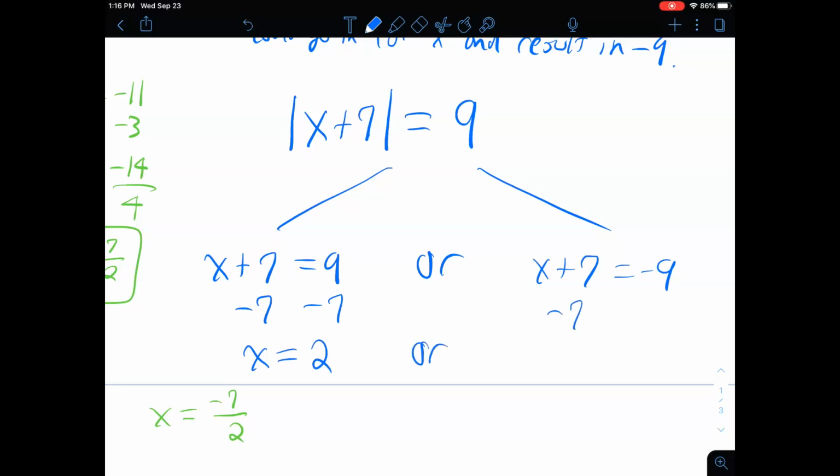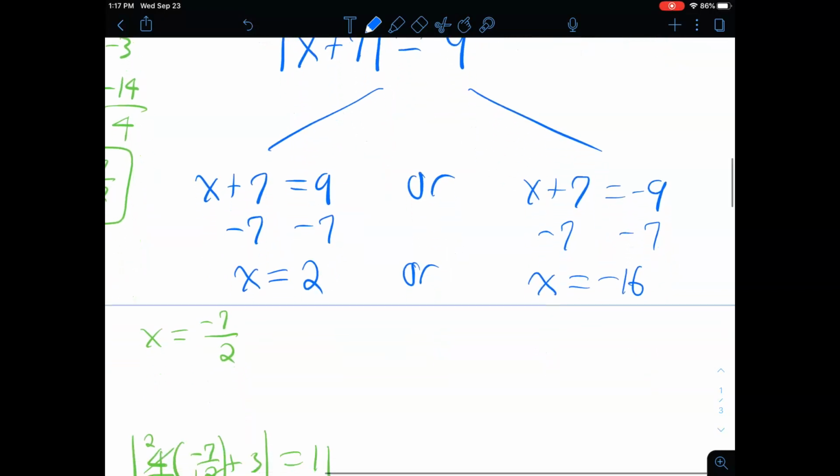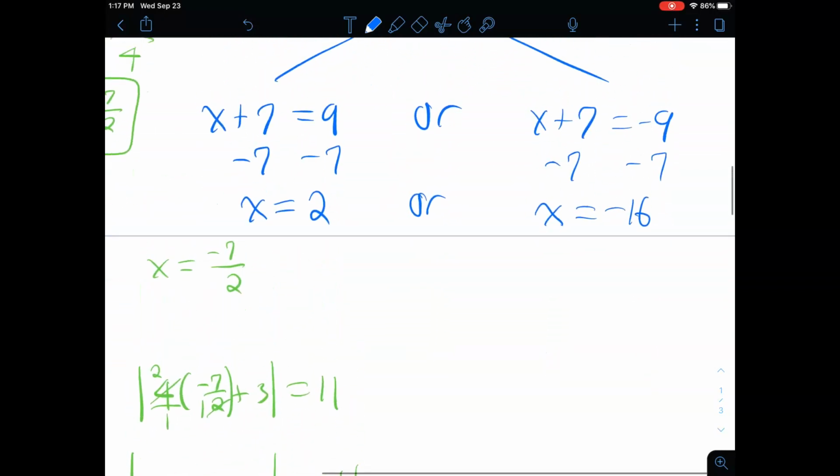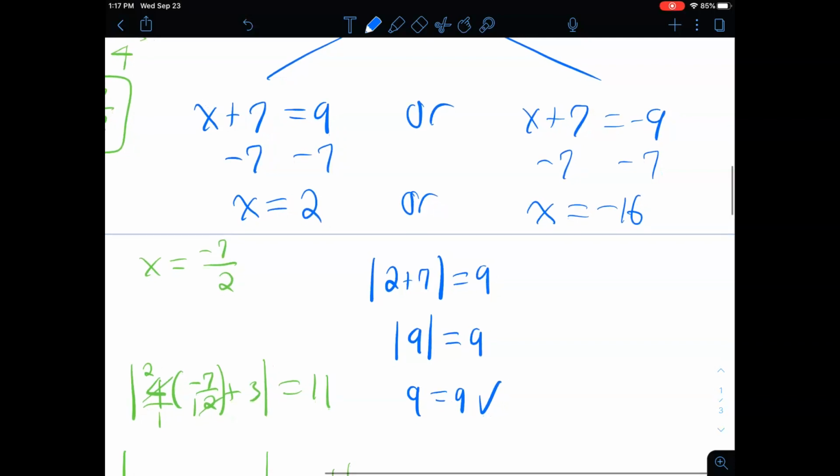Or subtract 7 over here. X is going to equal what? Negative 16. Let's check our answers too. So I'm going to plug in absolute value of 2 plus 7 equals 9. That's 2 plus 7 is going to be 9. Absolute value of 9 equals 9. That one's good. Then over here we got absolute value of negative 16 plus 7 equals 9. So absolute value of negative 9 equals 9.